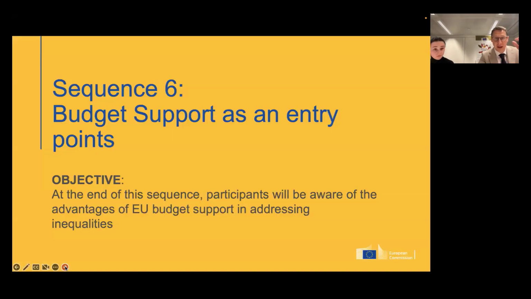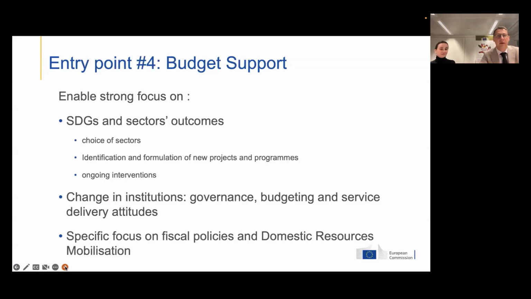That brings us to the last entry point, which is budget support. Now, entry point 4, obviously budget support is often portrayed as a critical instrument that can enable a stronger dialogue and a stronger policy focus. This is true, but it can be true of any instrument. What is specific about budget support is that it goes to the core of the budget, obviously, and the core of the financing of the policies and the implementation of the policies.